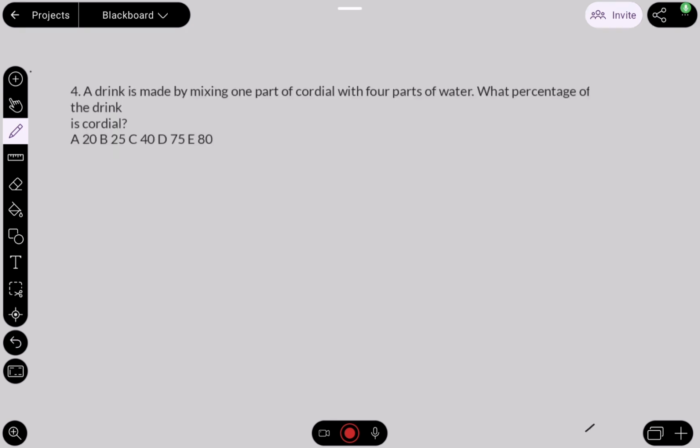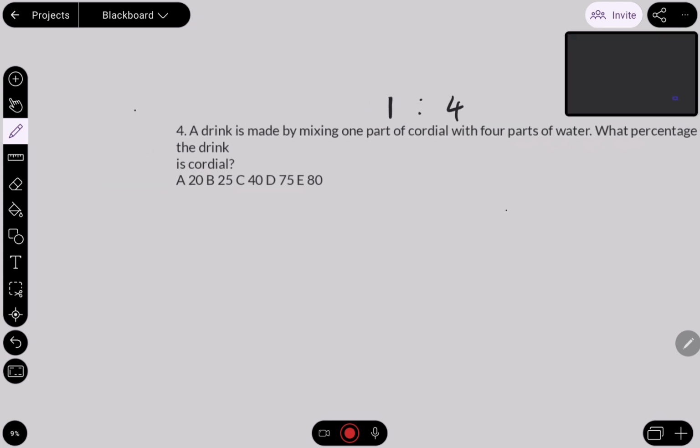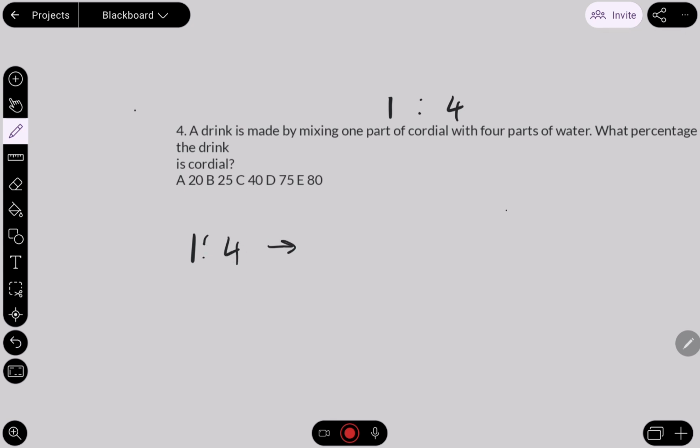A drink is made by mixing 1 part of cordial with 4 parts of water. What percentage of the drink is cordial? You have 3 seconds starting now. Okay, now, if we think of it as a ratio, for every 1 part of cordial, there is 4 parts of water. Then, ratios can often be turned into fractions.